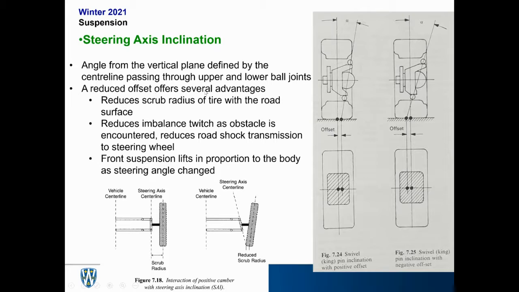So a reduced offset offers several advantages. It reduces the scrub radius of the tire with the road surface. A reduced scrub radius is a good thing. It reduces imbalance twitch as obstacles are encountered, and reduces road shock transmission to the steering wheel. Front suspension will also lift in proportion to the body as steering angle is changed, and this is another benefit. So we want reduced offsets when we look at steering axis inclination.